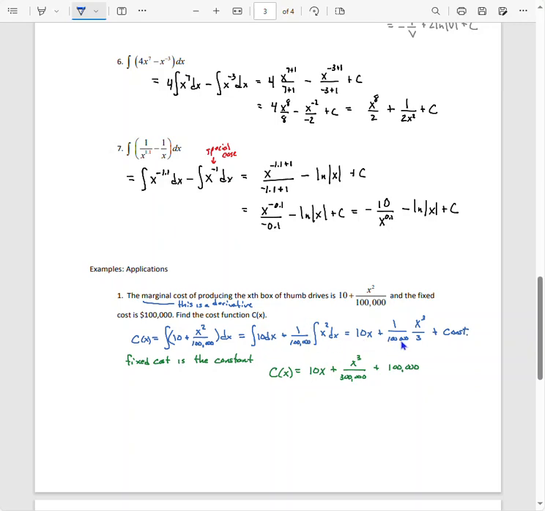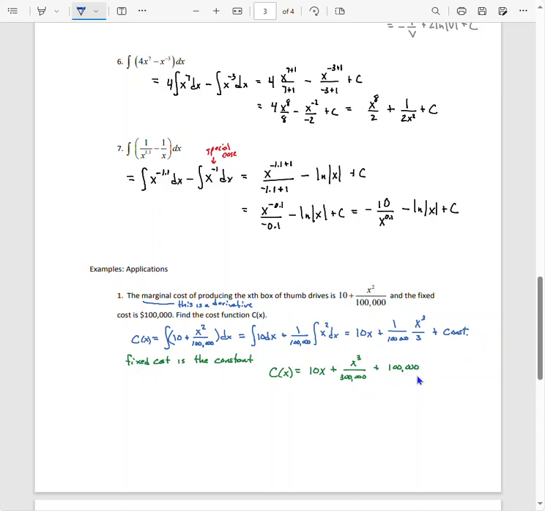1 over 100,000 stays out front. The integral of x squared will be 2 plus 1 makes 3, so a new exponent of 3 on the x, denominator of 3, plus our constant. Now, in order, oh no, we already got the fixed constant. It already tells us the fixed cost is 100,000. So this constant, this fixed cost is the constant.